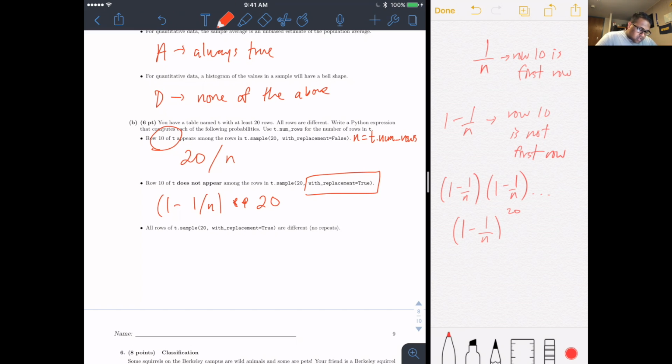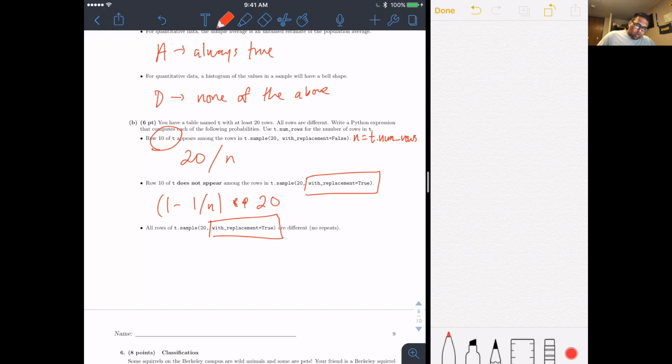So lastly, what's the probability that all rows of T sample 20 with replacement is true, so a sample with replacement, are different? So what's the probability that every single sample is different, i.e. what's the probability it looks the same as sampling with replacement being false. So this one is where it gets a little tricky.